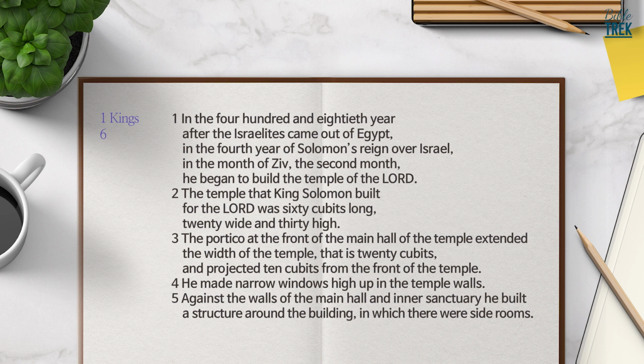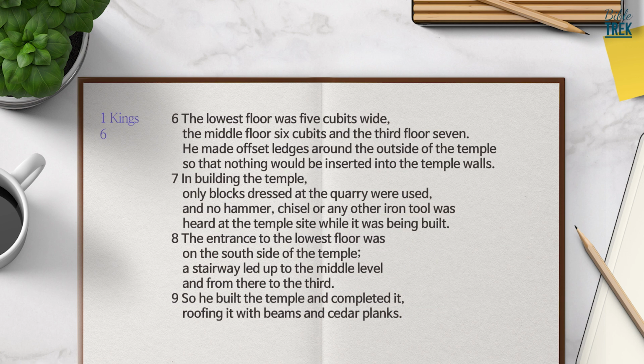Against the walls of the main hall and inner sanctuary he built a structure around the building, in which there were side rooms. The lowest floor was 5 cubits wide, the middle floor 6 cubits, and the third floor 7. He made offset ledges around the outside of the temple, so that nothing would be inserted into the temple walls.